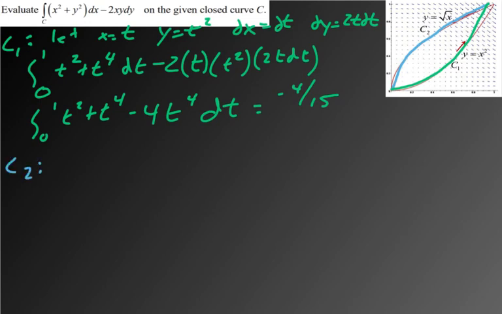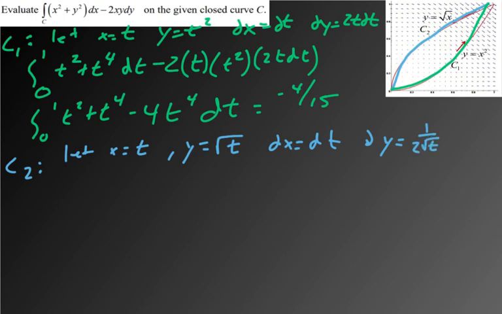Curve 2, I'm going to do something very similar. I'm going to let x equals t, and then y equals square root of t. So dx is dt, and dy is 1 over 2 square root of t dt. Here, notice the directional piece: we're going this way, whereas before we went that way. This is a good example to show you where that directional piece really can change things.